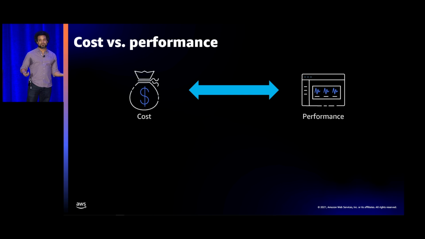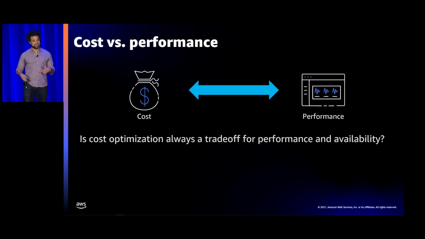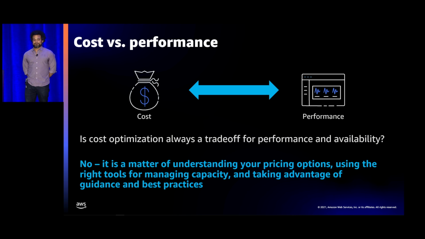One of the questions I often get is, are cost and performance mutually exclusive things? If I'm optimizing for cost, does that mean I forgo performance? Is it a cost trade-off between performance and availability? Not in the cloud. It's really a matter of understanding your pricing options, and you're going to use the right tools to manage capacity and take advantage of the guidance of these best practices.